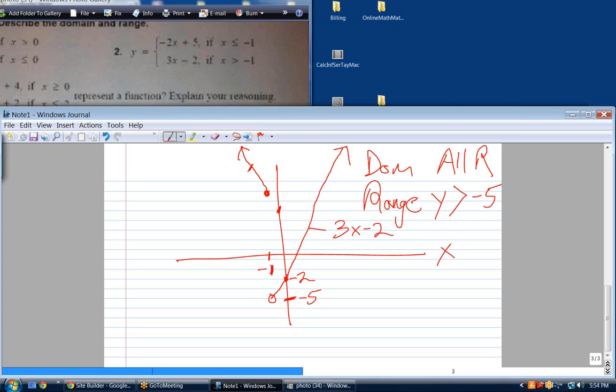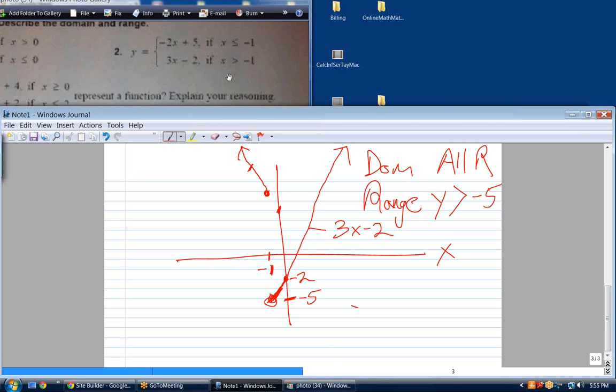Can you see that from the graph, why it's -5 and not -2? Yeah. Okay. Right, because -2 is up here, but y actually goes all the way down to this value here with an open circle, and that value is -5, and I got it by plugging in x equals -1 into this equation right here. So would it be y is greater than or equal to -5? Just greater than. That's an open circle.